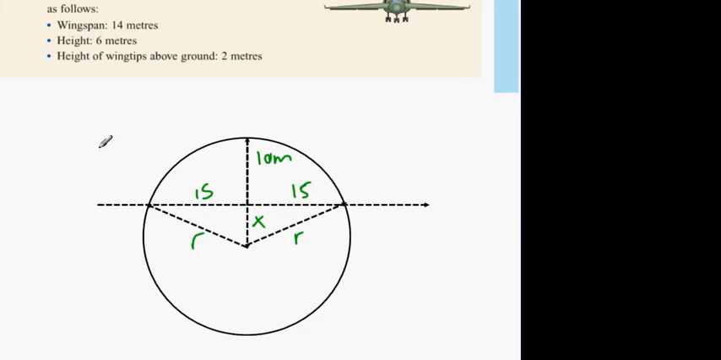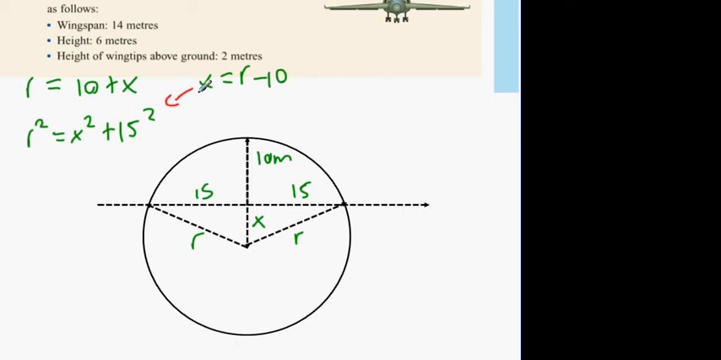And we're now just going to go through our formulas. Radius equals 10 plus x. Radius squared equals x squared plus 15 squared. Okay, x equals radius minus 10. Put that into this equation. It's what's called a simultaneous equation, one quadratic, one linear. Okay, put it in, and we're going to get r squared.